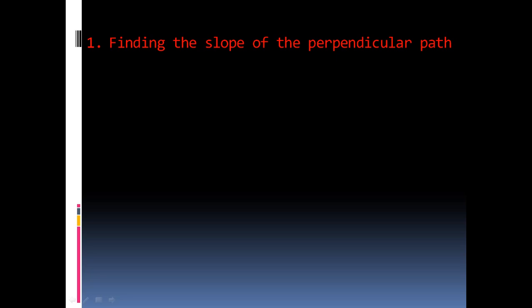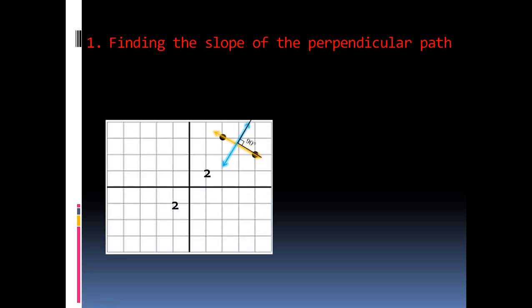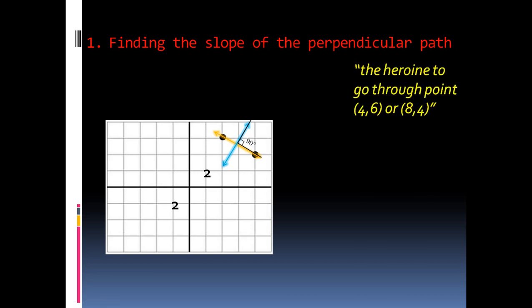Step 1, finding the slope of a perpendicular path. To do that, we need to go back to the graph and this piece of evidence. So now we're going to use these 2 coordinates and this formula, and we're going to substitute these coordinates in the formula.